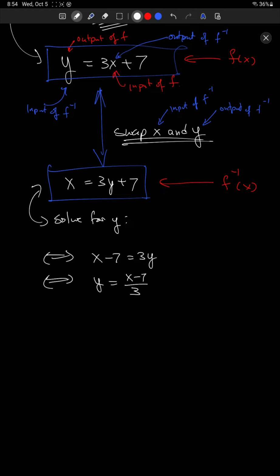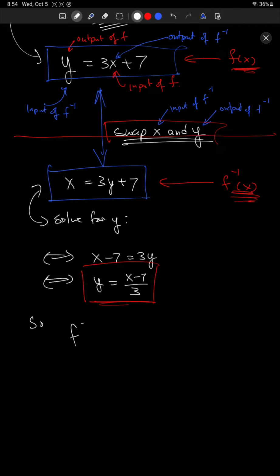Okay. And again, once we swap the x and y, this critical point right there, when I swap the x and y, that moves from the world of f to the world of f inverse. And so this formula here is now the formula for f inverse. Okay. So f inverse of x is equal to x minus 7 over 3. All right. So this is how you calculate the formula for f inverse.